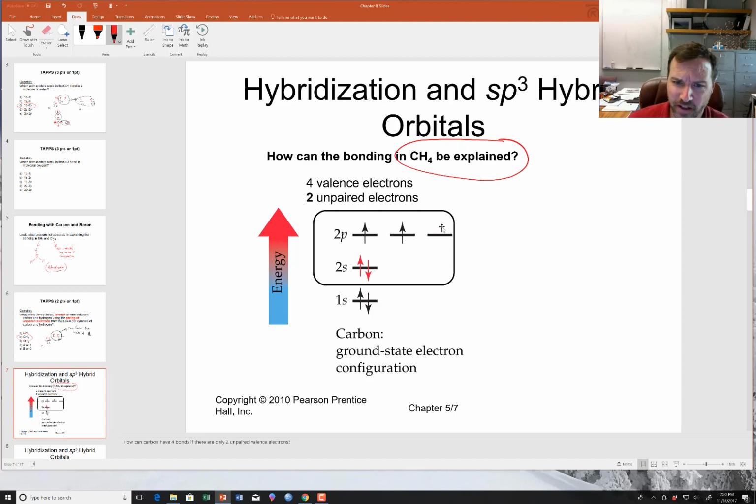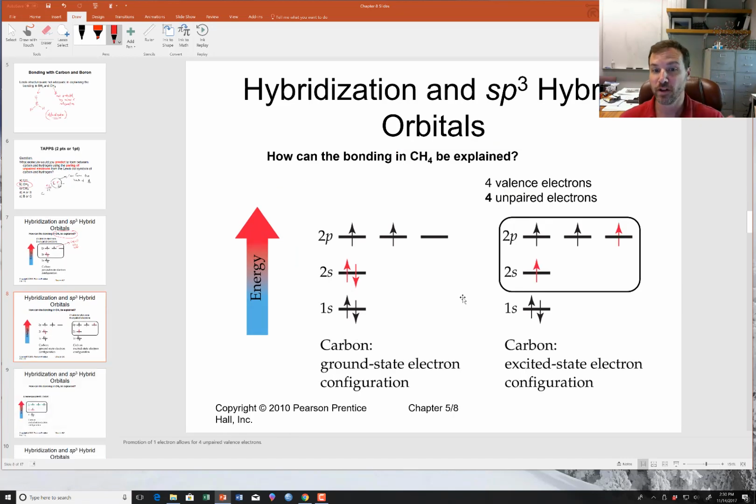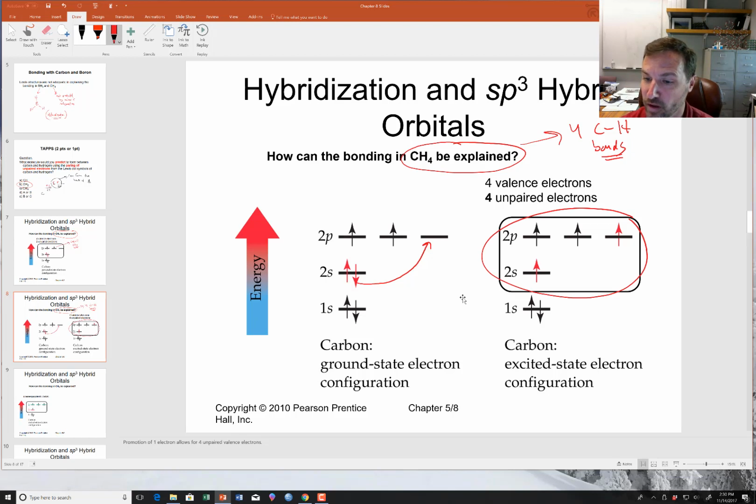So this is the valence electron configuration. You would expect a molecule something like CH2 to form if that were the configuration. However, we know that if we have CH4, we must have 4 bonds. And so perhaps somehow one of these electrons from the s orbital moves up, giving us 4 unpaired electrons. So that would give us 4 CH bonds.